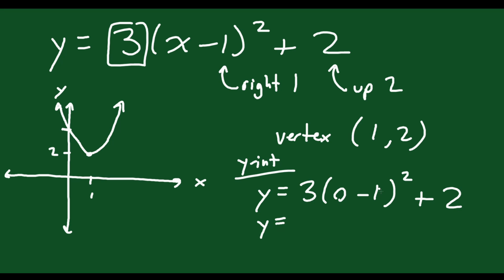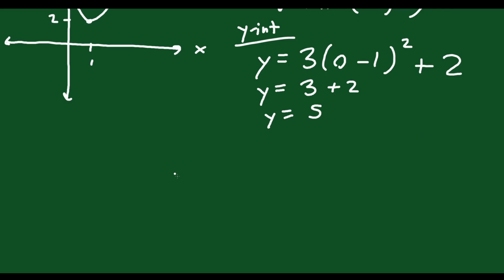So y is equal to negative 1 squared is 1. 1 times 3 is 3. So I have 3 plus 2. That's just equal to 5. So your y-intercept here is at 5. So you would label that, and now you have an accurate sketch. Anyone can look at this and they can figure out exactly where everything is and exactly what this graph looks like. Okay, let's do another one.